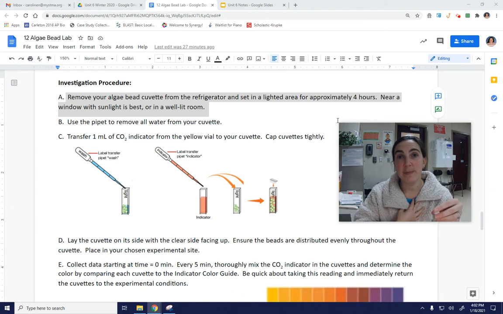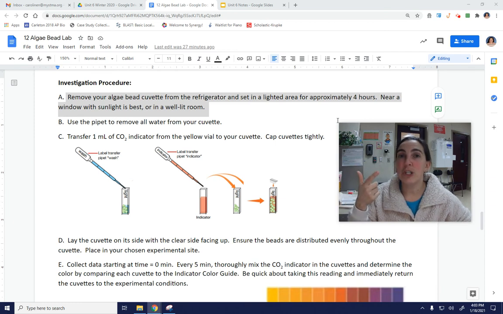I'm going to run a couple experiments tomorrow where one of my cuvettes will be sitting under a nice bright plant growing light, and another one will be kept completely in the dark. You get to set up a third experimental trial. So you can think about a different type of light that you could use. You could think about a different color of light if you have something that you can use to change the color of light at home.